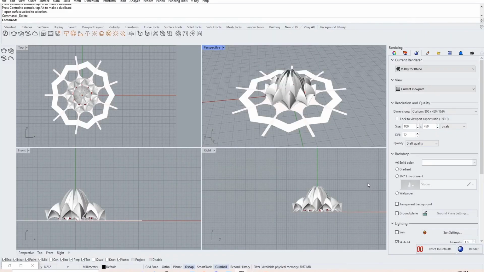on the ground floor of the building. And with that, we conclude our process for designing the Lotus Temple using Grasshopper.